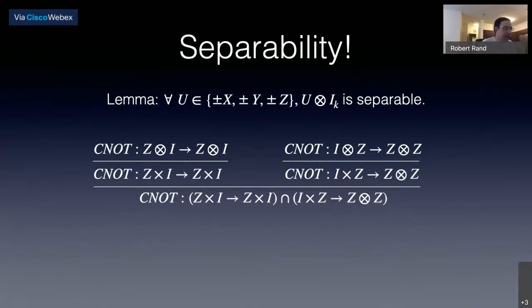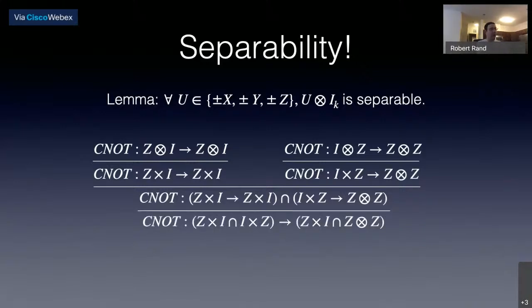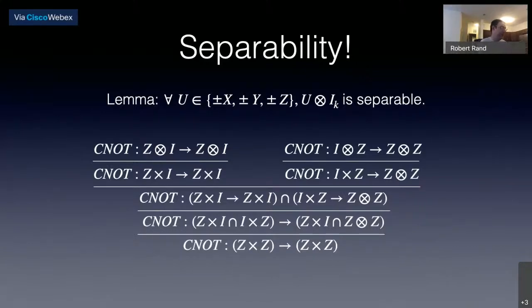So okay, I'll use the standard intersection rule to say C naught has both of these types. Now I'll use a derived rule, which allows us to distribute intersection over arrows. And then I'm going to simplify things. So on the left, I was saying that if you have an input which is in both Z, the first qubit being in Z and the second qubit being in I, and the first qubit being in I and the second qubit being in Z, well, then obviously both of the qubits are in Z.